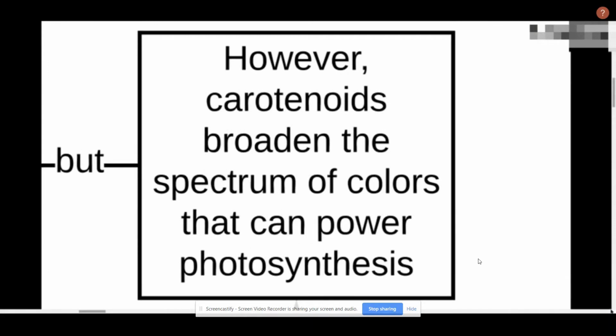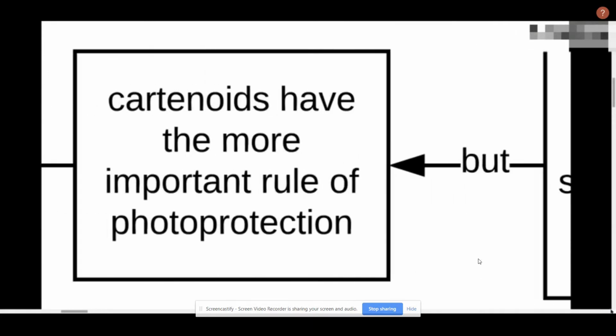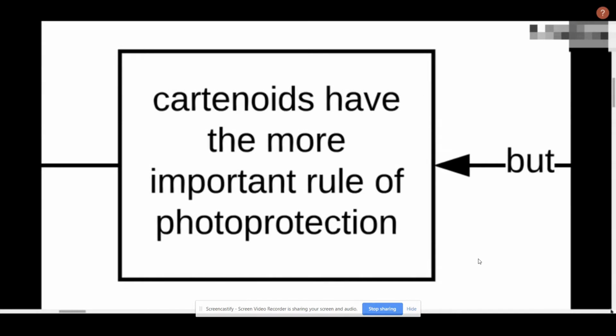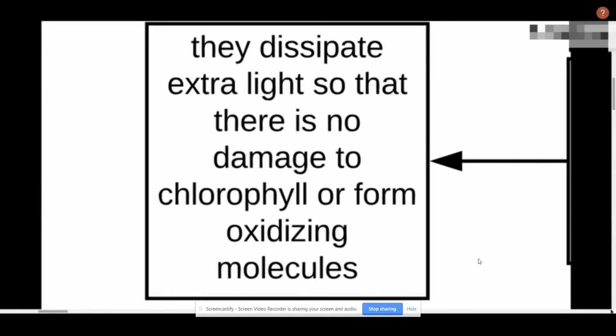However, carotenoids broaden the spectrum of colors that can power photosynthesis, but they also have the more important role of photoprotection. They do photoprotection by dissipating extra light so that there's no damage to chlorophyll and no formation of oxidizing molecules.